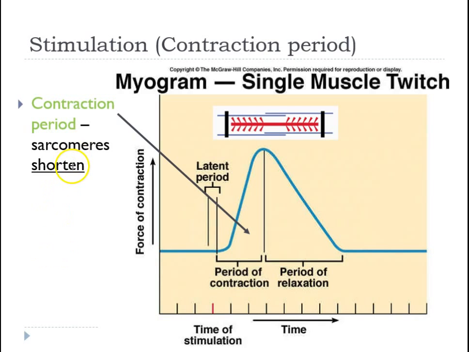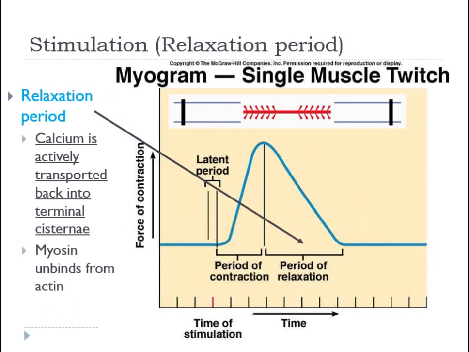Contraction is those sarcomeres shortening. Of course, you can see that the myosin heads have crawled. We're in this part of the wave. So latent was right here before anything happened. Contraction is going to be this next part of the wave. And as you can guess, relaxation is going to be this last part of the wave.